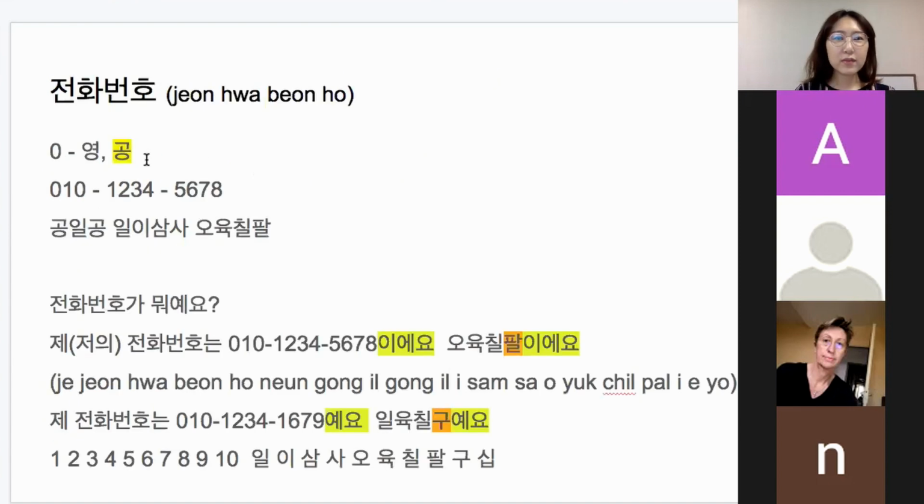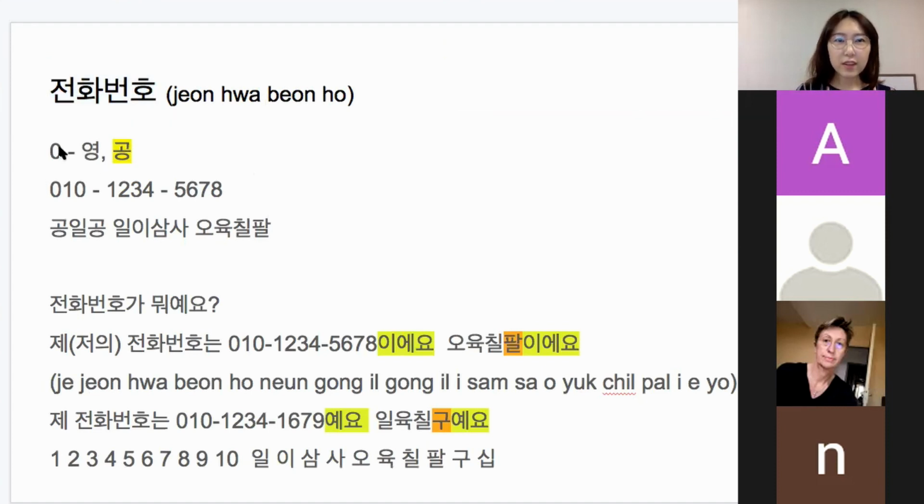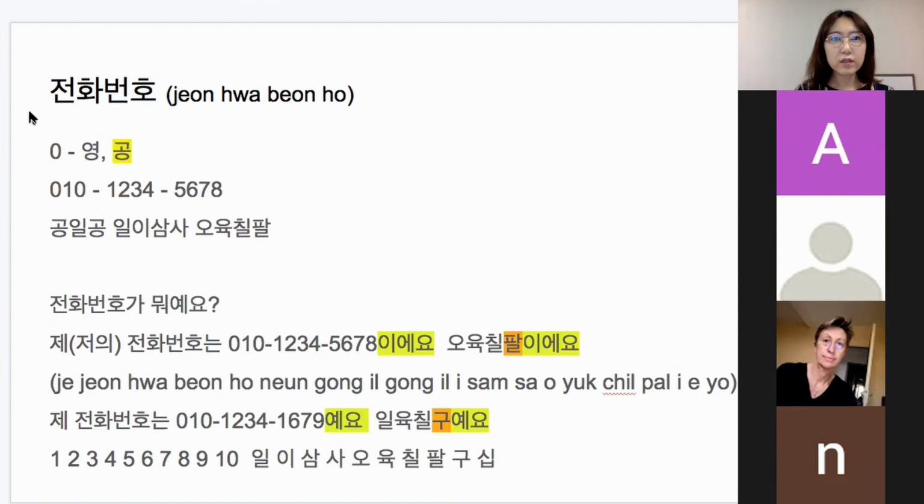Next one. Phone number. Phone, 전화. 번호, number. Phone number, 전화번호. For 0 we say 공 or 영, but for phone numbers we use 공, right? So 010-1234-5678.